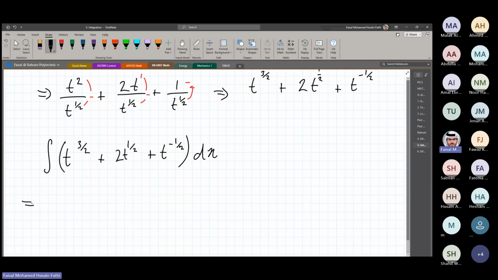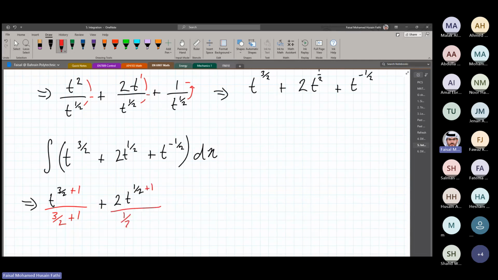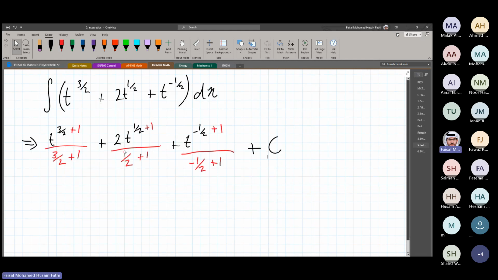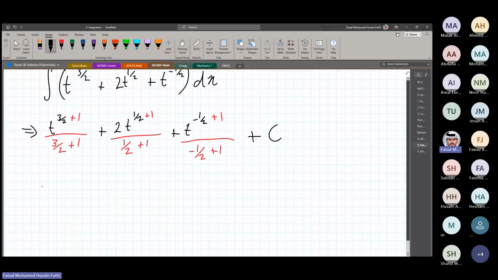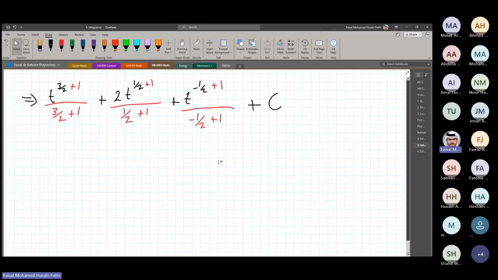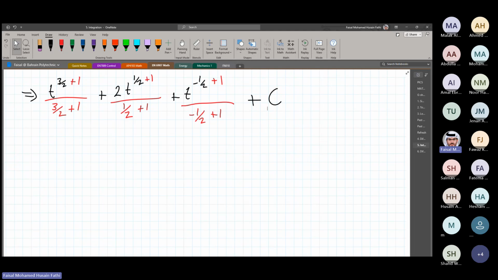And then the integration will become t to the power of 3/2 over 3/2 plus 1, plus 2t to the power of half over half plus 1, plus t to the power of minus half over minus half plus 1, plus c. Okay? And then you just simplify this and you get your final answer. I'm not going to simplify it. The concept, I think, is understood here. We did it multiple times.